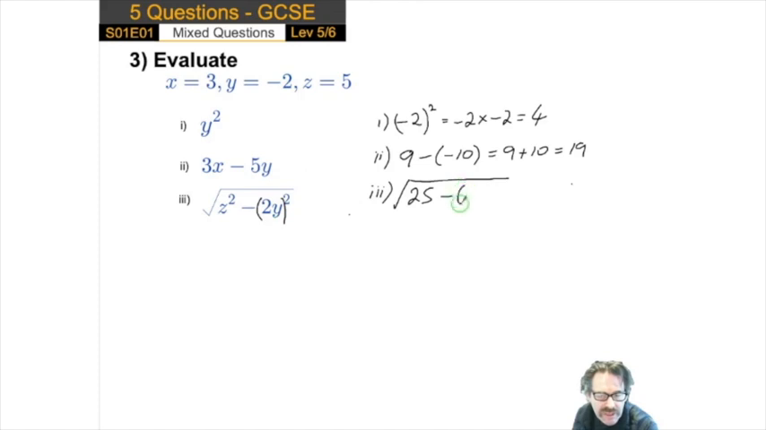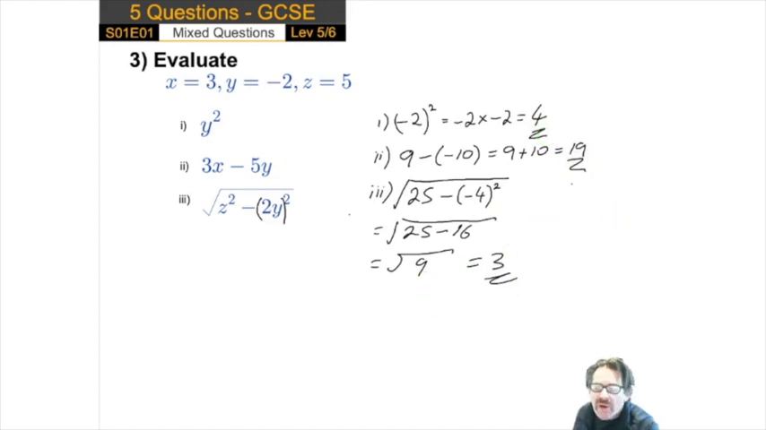So it's going to be minus 4 squared. All right, 25 minus negative 4 squared. So that is going to give me the square root of 25 minus 4 squared, which is minus 4 times minus 4, just like we had here, which is going to be plus 16. So it's minus 16, which is going to give me the square root of 9, which is 3. Okay, so my answer is going to be 3.